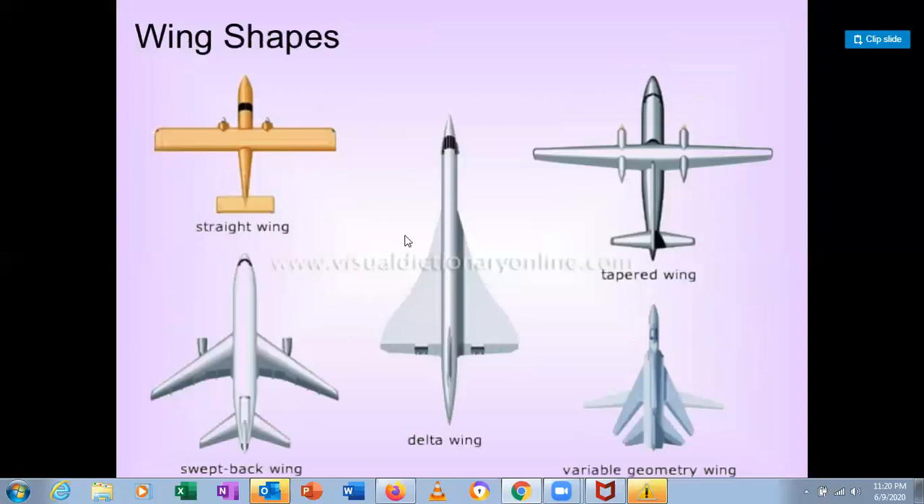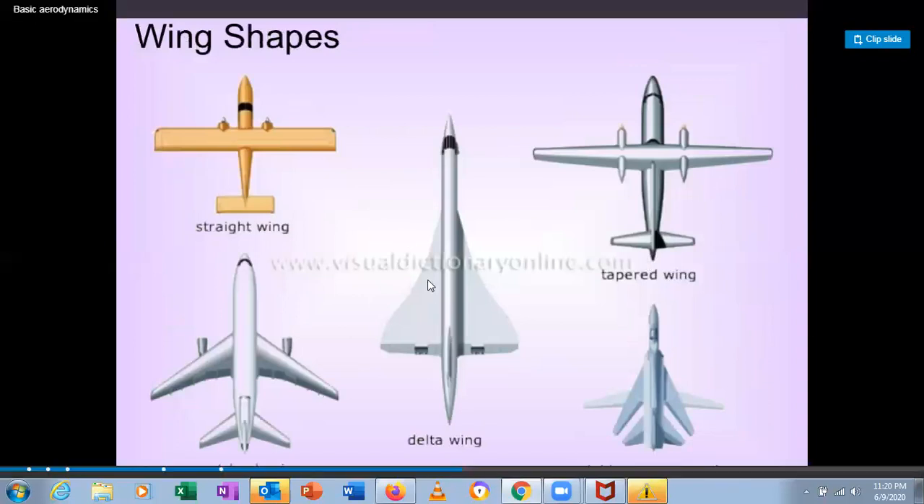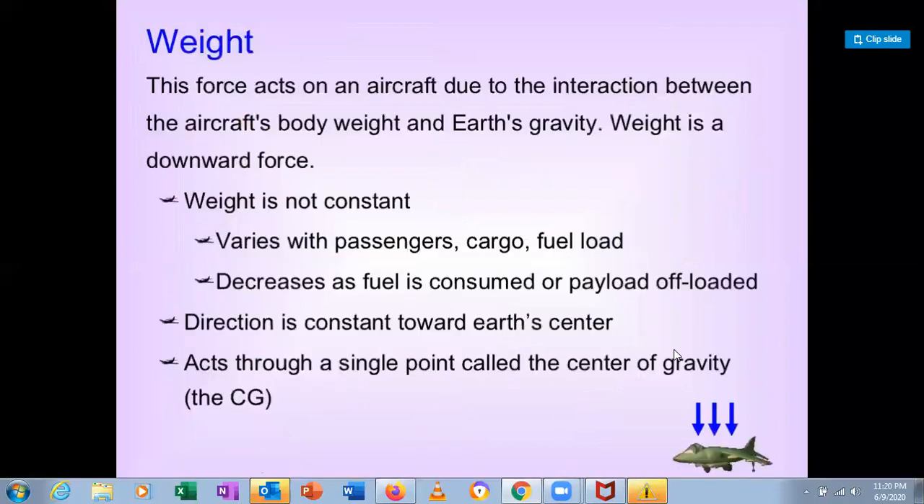You can see the wing shapes. This is called a straight wing, this is swept back, and these are called delta wings. You would have seen the LCA Tejas; it has a delta wing. These are called tapered wings, where from the root to the tip there is a change in shape. We also have variable sweep: sweep back, sweep forward, and variable sweep. So we have different wing shapes and variable wing geometry.